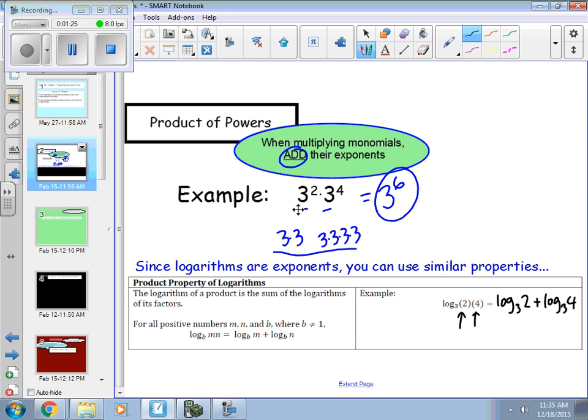If you have two logs being added that have the same base, that's the same as log of the first thing times the second thing. So we would also know that what we have here is the same as log base 3 of 2 times 4, which would be 8. So these would be equivalent. We want you to be able to go both ways and use logs either way.